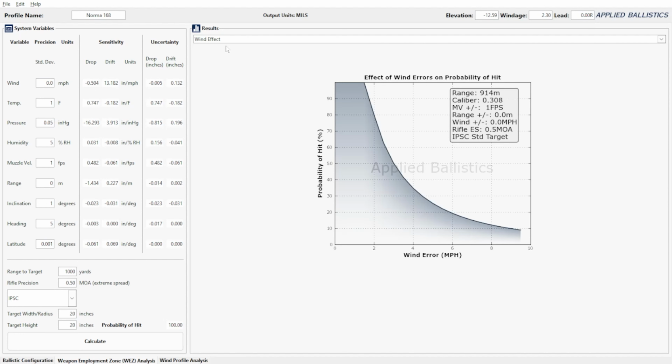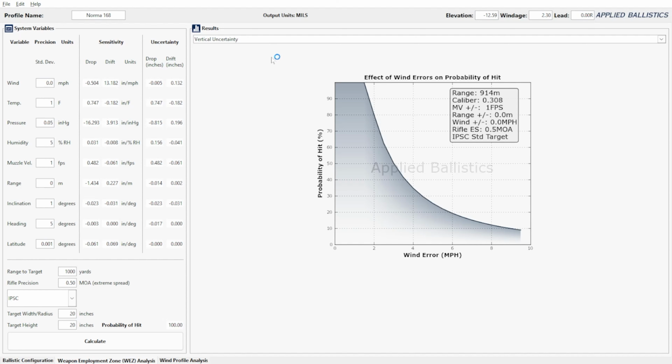So it also gives you here your wind effect. That tells us our probability of hit down here, and then wind error in miles per hour. If we had a wind error of, say, 1 mile per hour plus or minus 1, it's still going to give us a 100% hit probability. The problems start coming in at just below 2 miles an hour. Anything more than that, and when we start to have plus or minus 8 or 9 miles an hour, we're right down to 10% hit probability. So that gives you a good idea of how much the wind can affect what you're going to end up hitting.